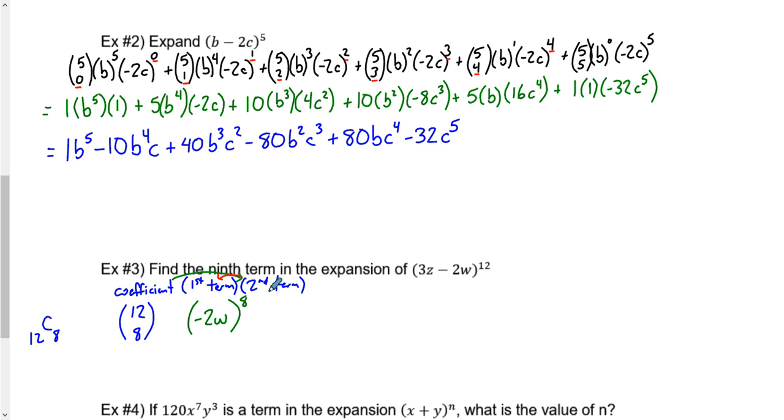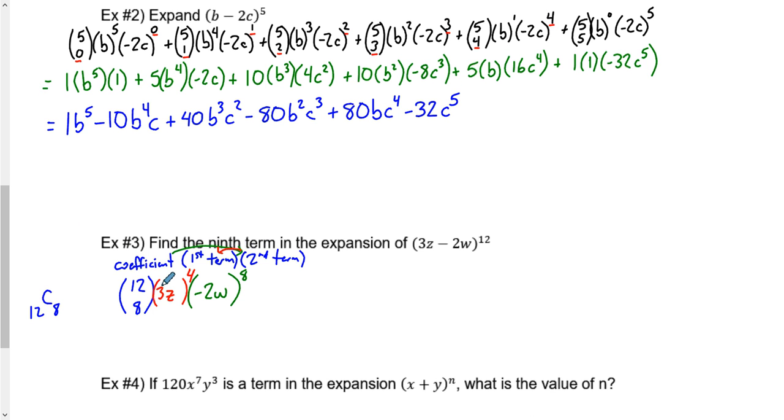Why does that then help us with our first term? Well, our coefficients had to add up to be, in the first question, 5, because that was what our exponent was. Our exponent here is 12, which means that first term, that 3z, would have to be to the power of 4. Then further, we can just rock and roll.